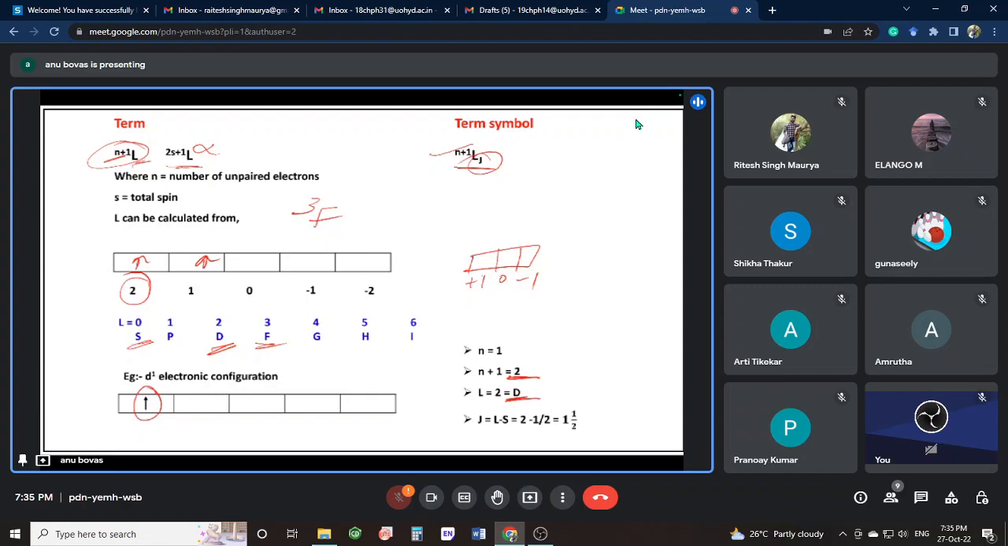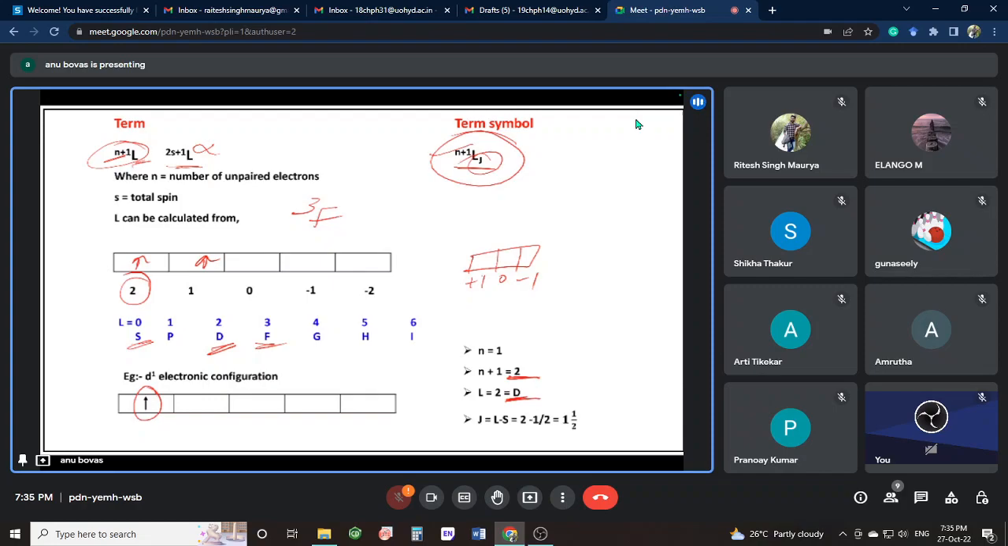Here total spin is 1 by 2. So L minus S will be 2 minus 1 by 2. This has a relation, but there is no need of knowing this in order to solve this question. But still I am telling you because questions have been asked from this term symbol. You should just know this one, n plus 1 L J. What is n, what is L, what is J, how to calculate this.